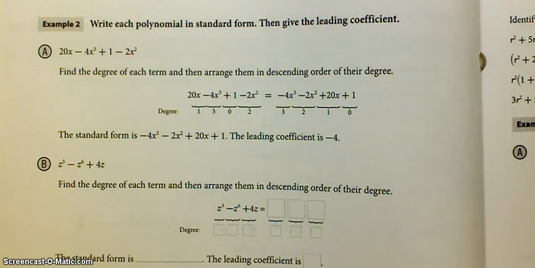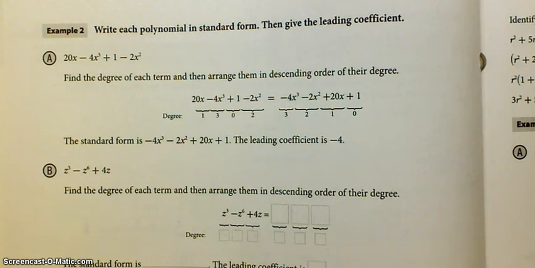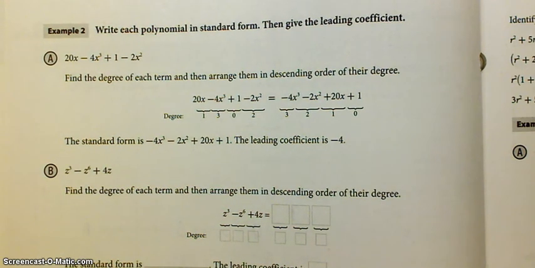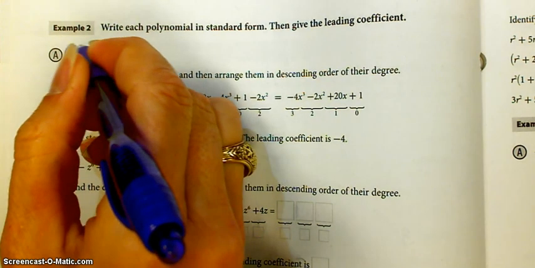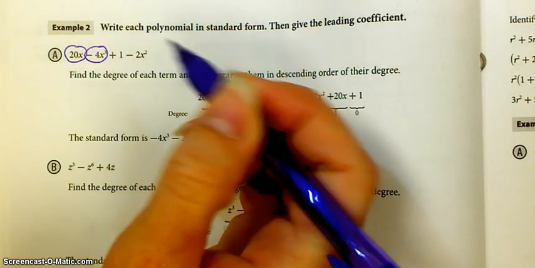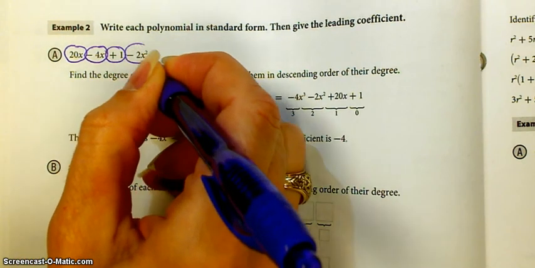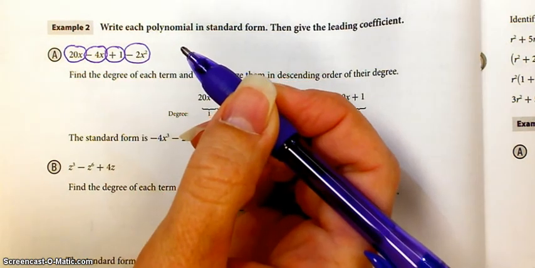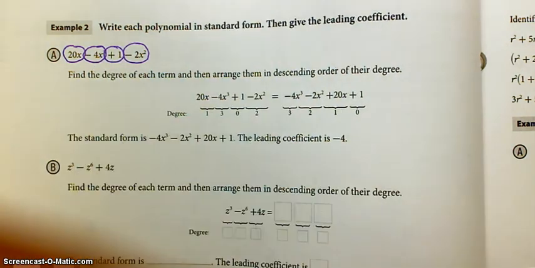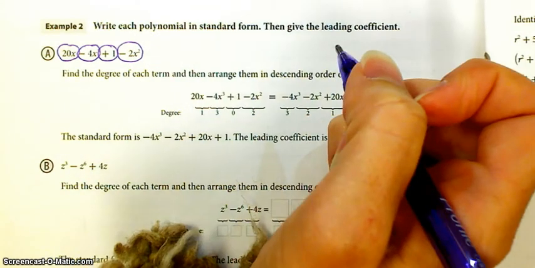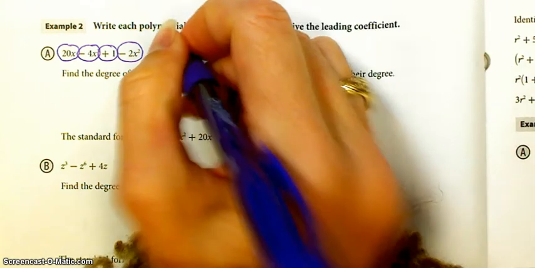Okay, so we've got example 2a, 20x minus 4x to the third plus 1 minus 2x squared. First of all, I've got four terms. I've got a positive 20x, a negative 4x to the third, a positive 1, and a negative 2x squared. Ooh, my pen's kind of run over the exponent there. So we need to write them in order of greatest to least degree.